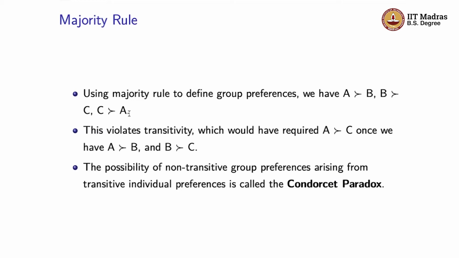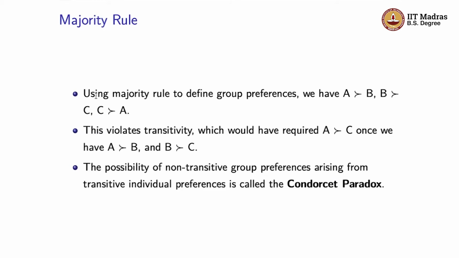Now, this is a violation of transitivity for the group preference, right? Why? Because if transitivity actually held true, then once you have A preferred over B and B preferred over C, by transitivity it should have been that A is preferred over C, right? So we do not have that. And thus we see that group preferences can violate transitivity.